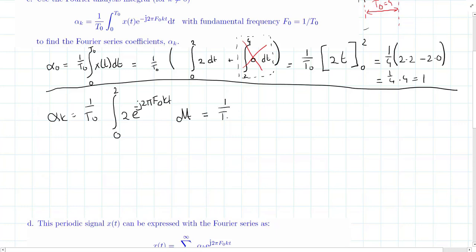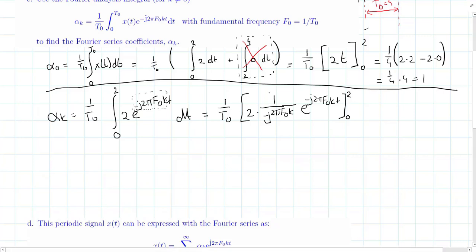So if we would have to determine the primitive function, we would have 2 times a correction factor. The correction factor is equal to 1 over the part in front of the t, so 1 over minus j 2 pi f0 k. And the rest of the primitive function is simply e to the power minus j 2 pi f0 k of t, which we have to integrate from 0 to 2.